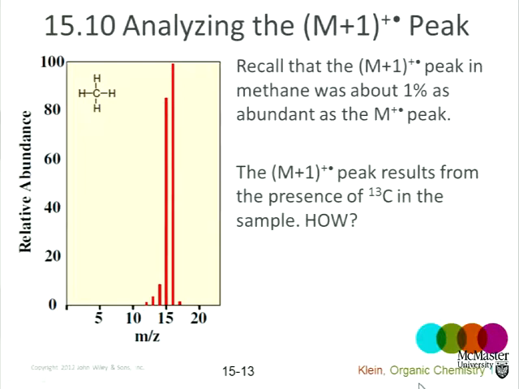So for any given molecule of methane, 99% of the time the carbon will be a carbon-12 and it will weigh 16. But in 1% of those molecules, the carbon is a carbon-13. It weighs 13, and a methane molecule therefore weighs 17. It is separated as an individual molecule in the mass spectrometer, and so it comes out at a different mass to charge ratio.